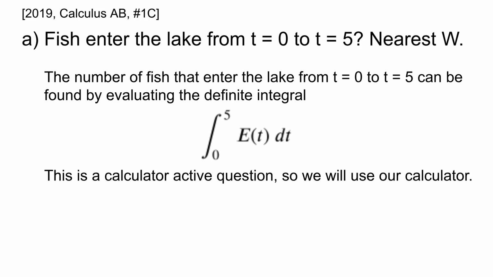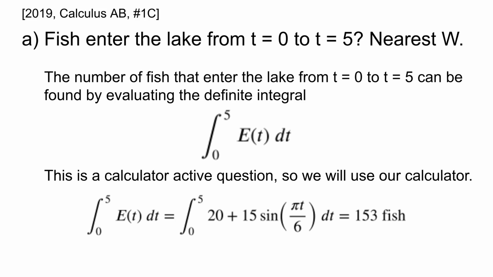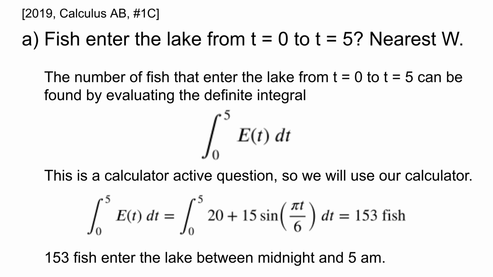And since this is a calculator active question, that is exactly what we are going to do. E of t is not exactly the type of function you want to be differentiating or integrating by hand. Using our calculator, the integral from 0 to 5 of E of t dt is the integral from 0 to 5 of 20 plus 15 sine of pi t over 6 dt, and that turns out to be 153 fish. So taking this answer, we find that there are 153 fish that enter the lake between midnight and 5 a.m.